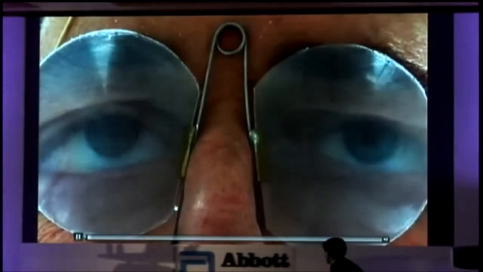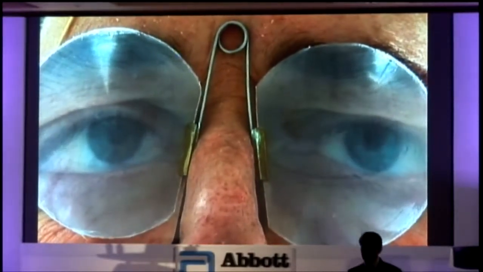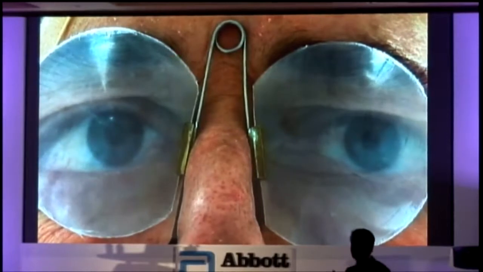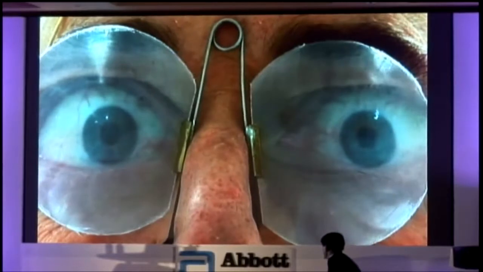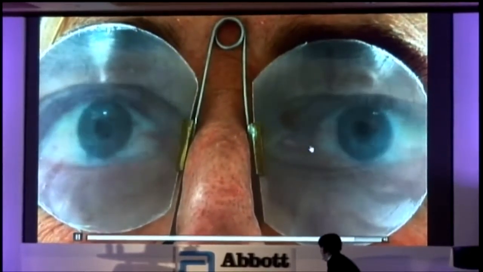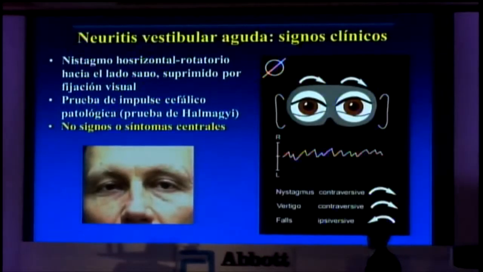And now here are the glasses. Now you clearly see it. Okay? So the glasses prevent visual fixation suppression of the nystagmus. And then you clearly see the nystagmus, which is beating to the right and has a horizontal torsional component, which is typical. And now the head impulse test, clearly pathological. Okay? So no central signs, pathological head impulse test, and a nystagmus that can be suppressed by visual fixation. All this supports the diagnosis of acute vestibular neuritis.